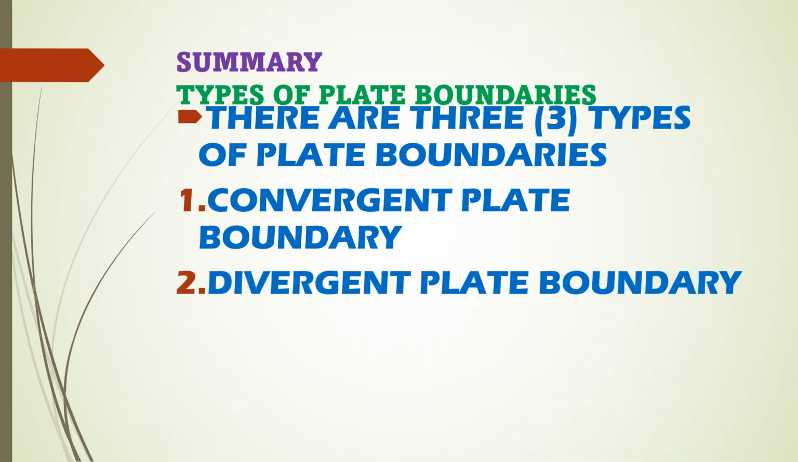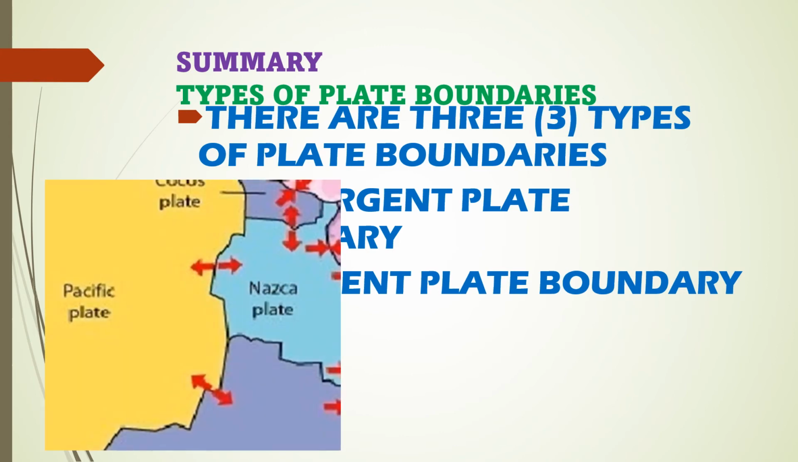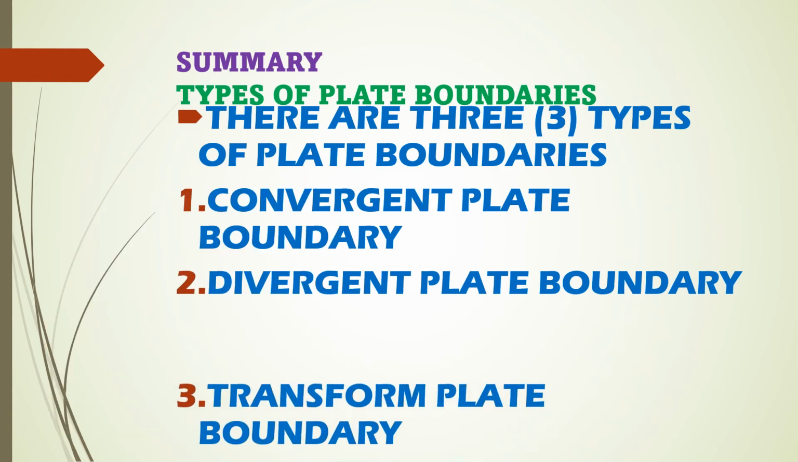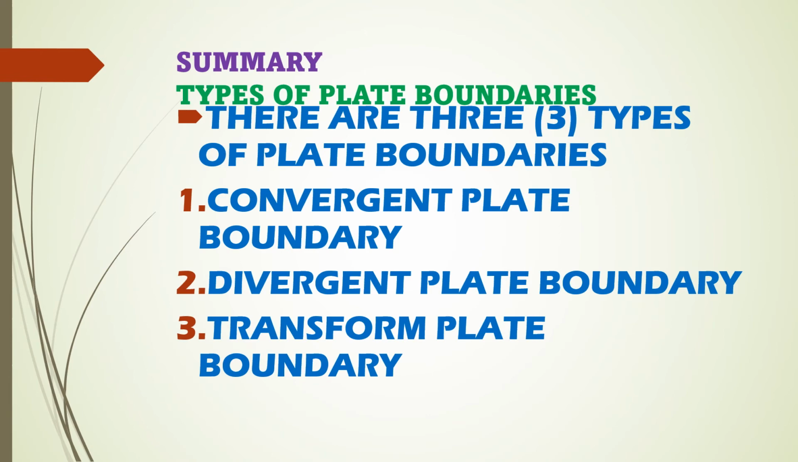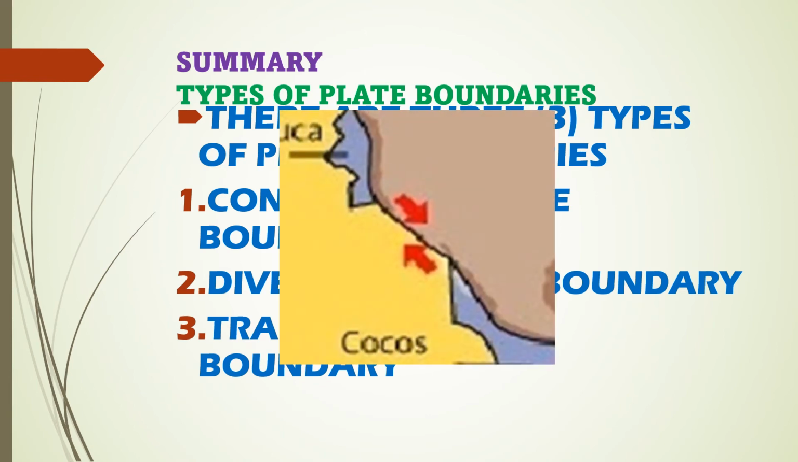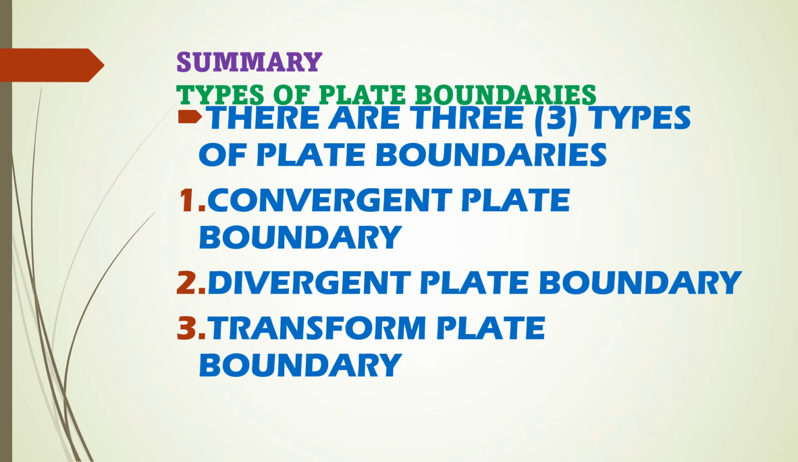The second one is divergent plate boundary, such as the Pacific Plate and the Nazca Plate, wherein they move away from one another. The third type is the transform plate boundary, such as the Pacific Plate and the North American Plate, that slide past or grinds against one another.